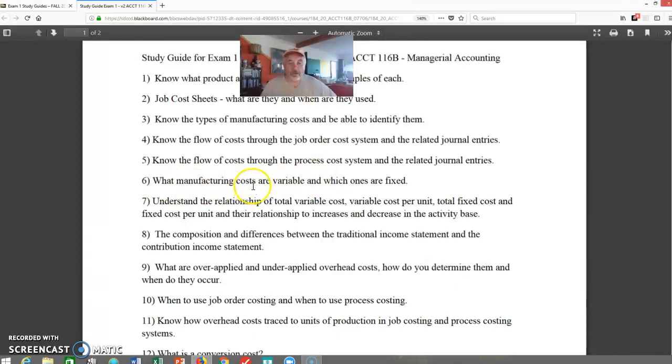Number 6, what manufacturing costs are variable, and which ones are fixed? We did a whole exercise on what costs are variable. Just remember, we're talking total variable cost. Generally those are costs that, as the activity base or cost driver or allocation base moves up and down, total variable costs will move up and down. But there are some costs like depreciation and rent, those type items, that are fixed, and those don't change. So what we do is we do the predetermined overhead rate, gather all of those costs, and spread them out over the estimated activity base for the period. Okay, so hopefully that's clear.